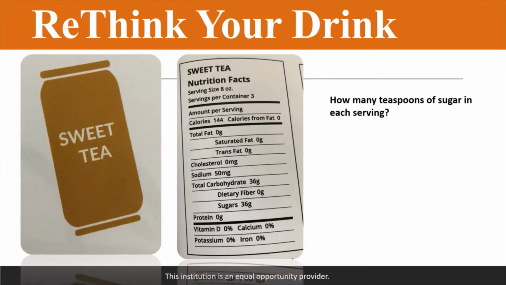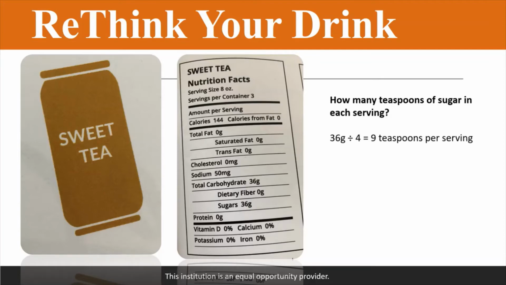All right, let's do another example. We have our sweet tea. First we want to find how much sugar is in each serving. Again, go down to total carbohydrates. You have your fiber and then your sugar. Sugar here is 36. You divide by the number 4, and that gives us 9 teaspoons per serving.